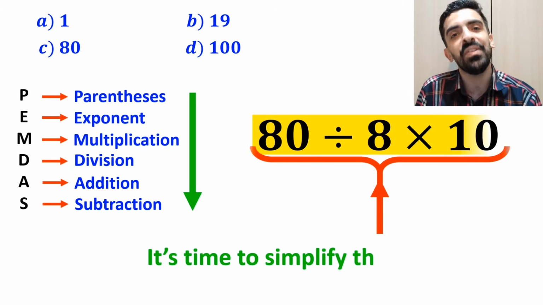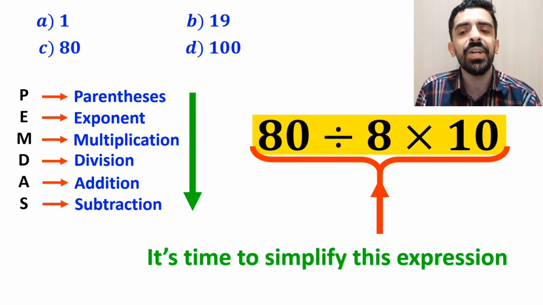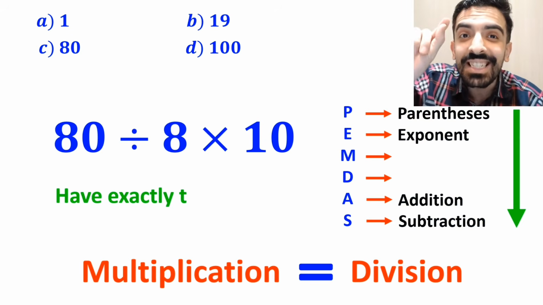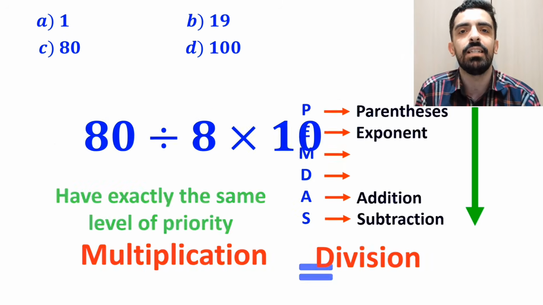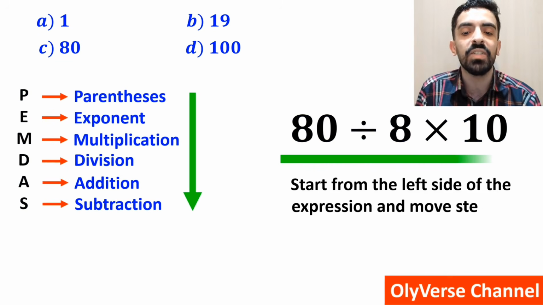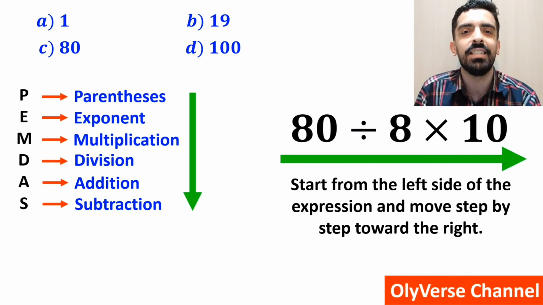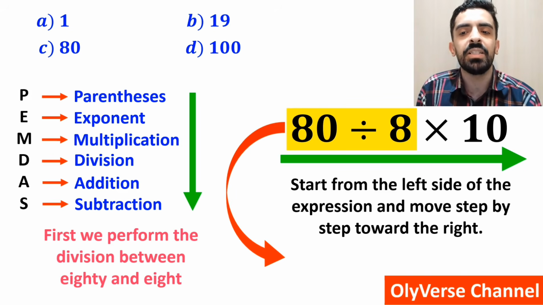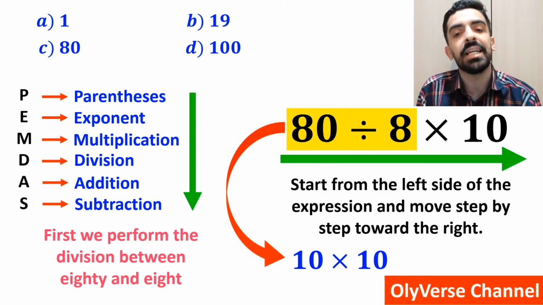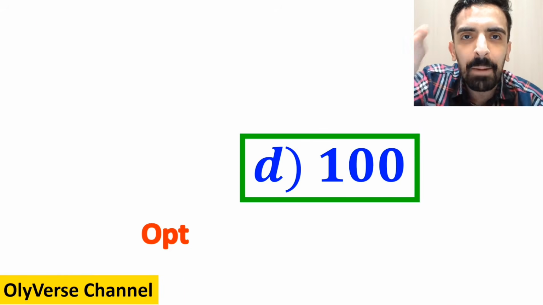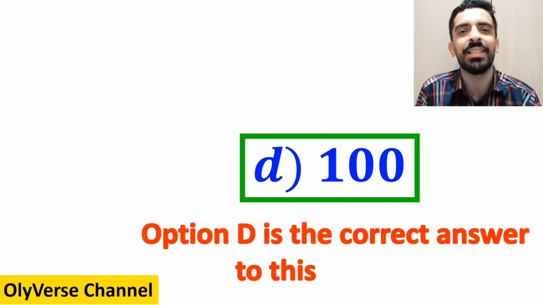Now, it's time to simplify this expression. It's very important to note that in the PEMDAS rule, multiplication and division have exactly the same level of priority. In this case, all we need to do is to start from the left side of the expression and move step by step toward the right. So, first we perform the division between 80 and 8, which simplifies this expression to 10 multiplied by 10. And finally, the value of this expression will be 100. Therefore, option D is the correct answer to this question.